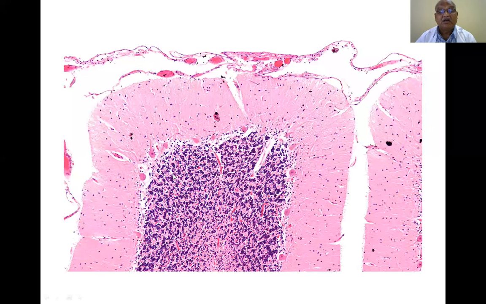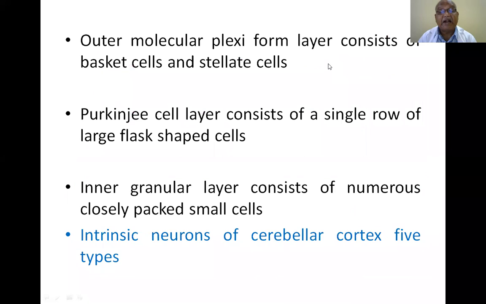So, this is the cerebellum: outer layer, the outer plexiform layer, middle Purkinje layer, and inner granular layer. These cells are Purkinje cells. These cells appear as granule cells. This is the outer plexiform layer. The outer molecular or plexiform layer consists of basket cells and stellate cells. The Purkinje cell layer consists of a single row of large flask-shaped cells. The inner granular layer consists of numerous closely packed small cells.